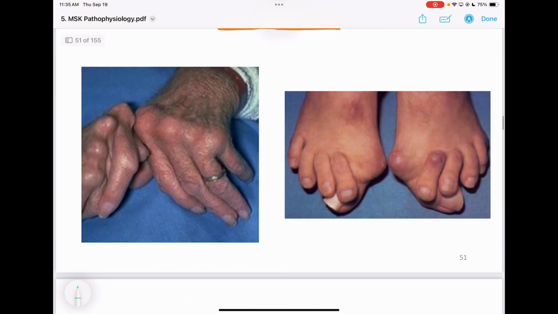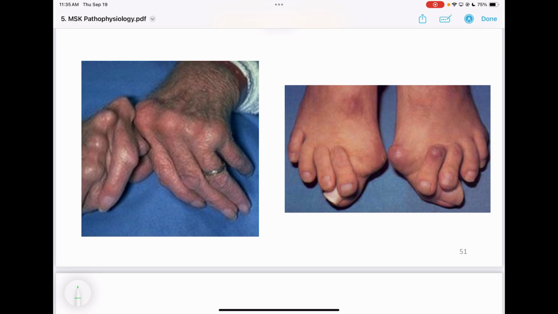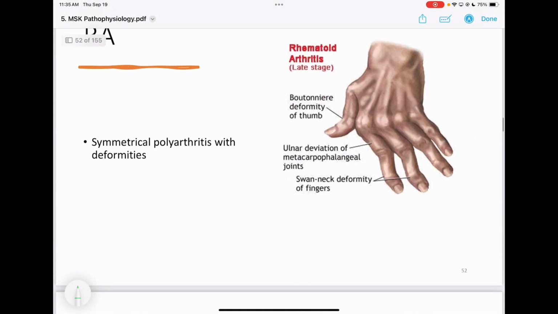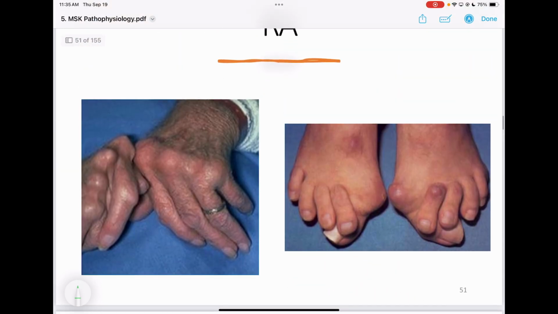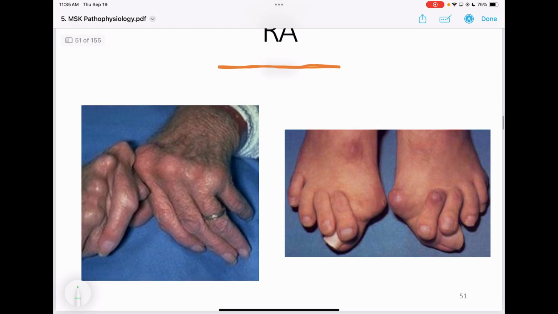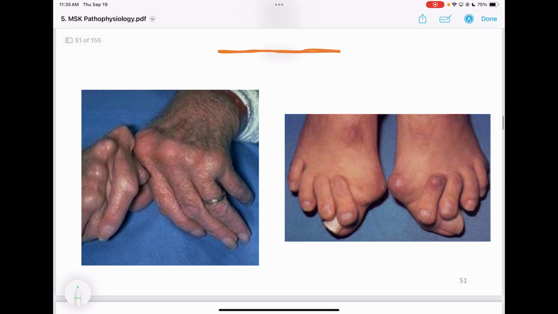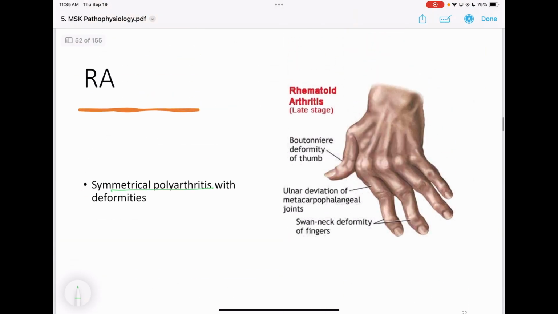Now, these are some of the severe symptoms or signs later on, and these all have different names we'll talk about in a second, but you can see how these joints are deformed in the hands and in the toes. So late stage, symmetrical polyarthritis, so both hands, just like you saw, both hands, both feet. Whereas osteoarthritis can just be, my right hip hurts or whatever. Rheumatoid arthritis is bilateral and symmetrical. So boutonniere deformity of the thumb, ulnar deviation of the metacarpals, swan neck deformity of the fingers. These are three different descriptions of the finger changes seen with rheumatoid arthritis.